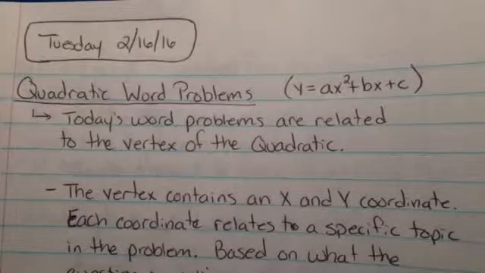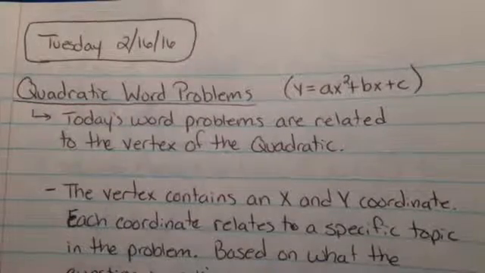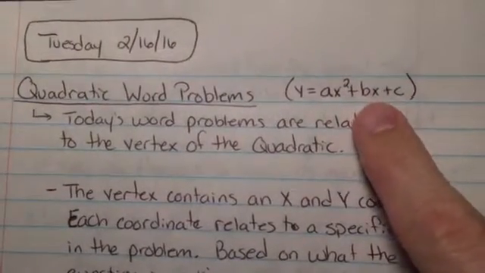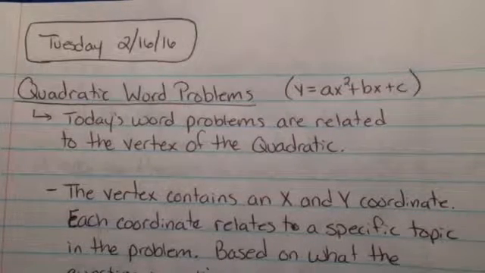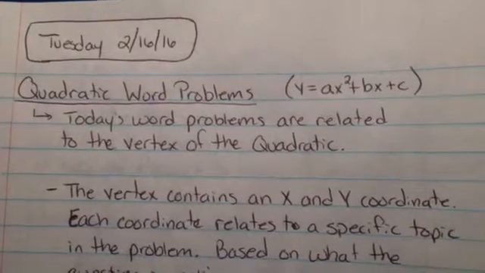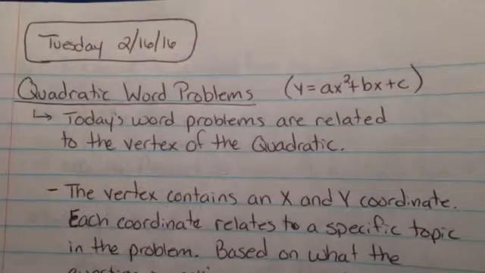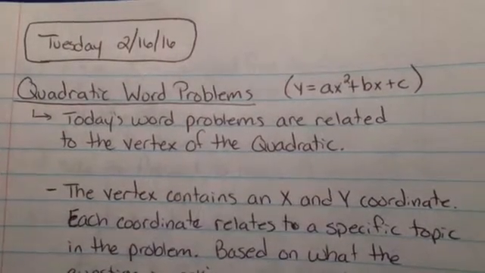Okay, here we go. Tuesday's notes. Quadratic word problems. All right, first off, here's what a quadratic looks like, the function of a quadratic: y equals ax squared plus bx plus c. And today's word problems are going to be related to just the vertex of a quadratic.